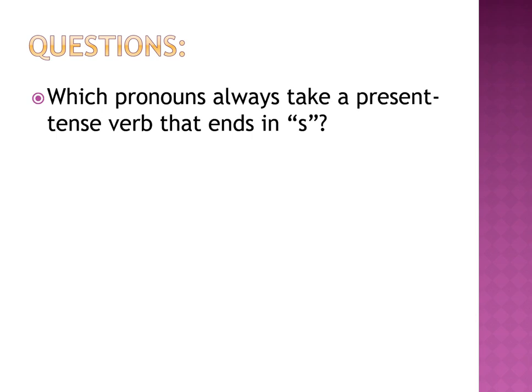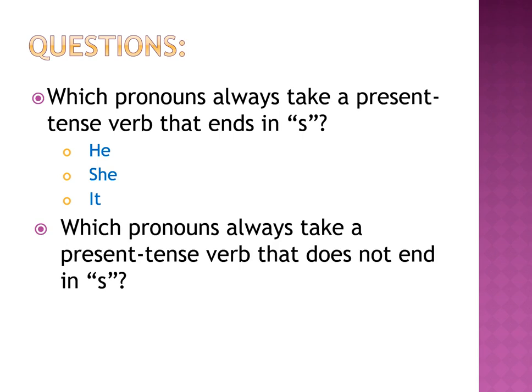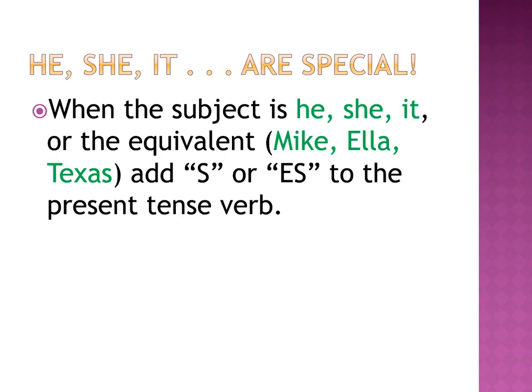So, just a review, which pronouns always take a present tense verb that ends in S? Those three special pronouns, he, she, and it. And which pronouns always take a present tense verb that does not end in S? The other four, I, we, you, and they. If we can get that down, we can get subject-verb agreement. So we've learned that he, she, and it, if used as the subject, are special because we add an S or an ES to their present tense verb. So if my subject is he or the equivalent, Mike, she or Ella, or it or Texas, then I'm going to have an S or an ES on the end of my present tense verb.